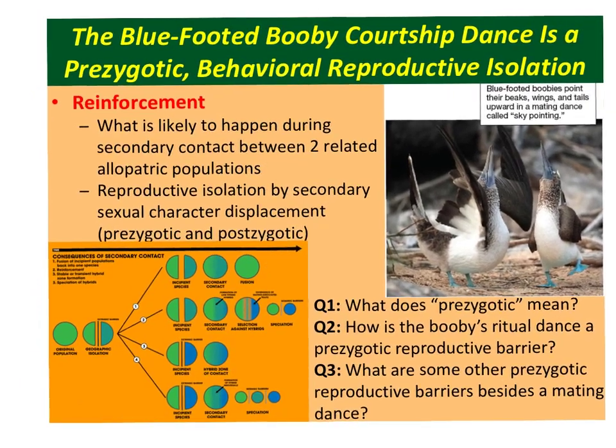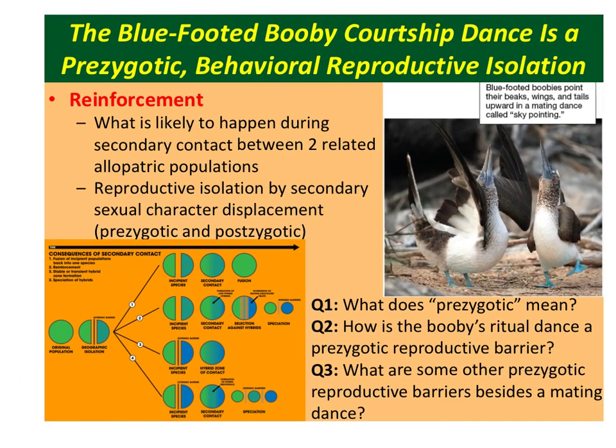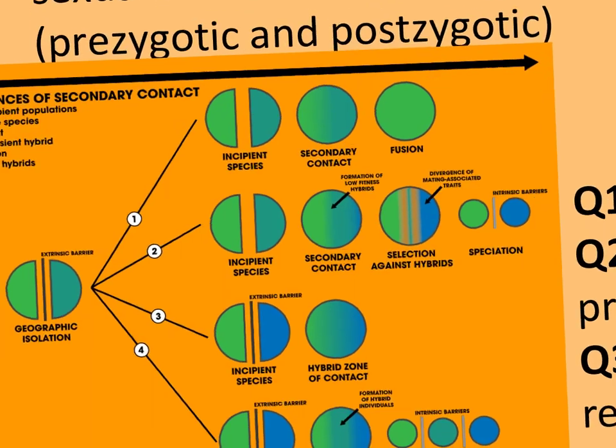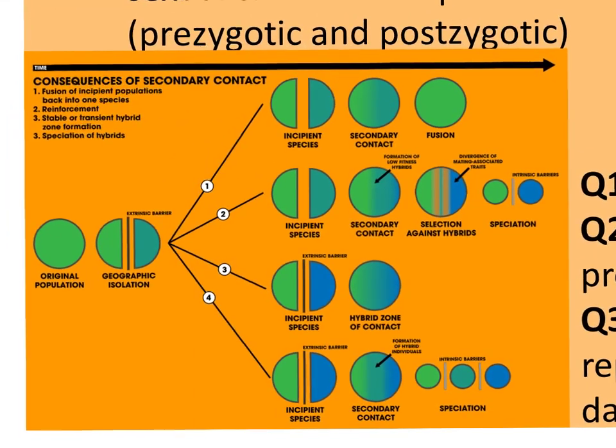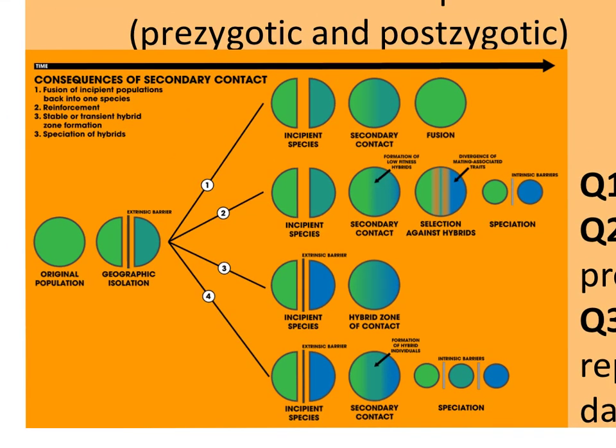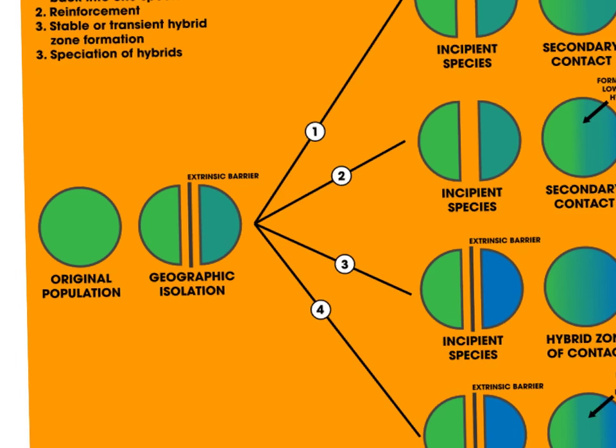And then the boobies again. Now, let's take a look at this. Okay. So here we are with vicariant speciation. We have an original population.